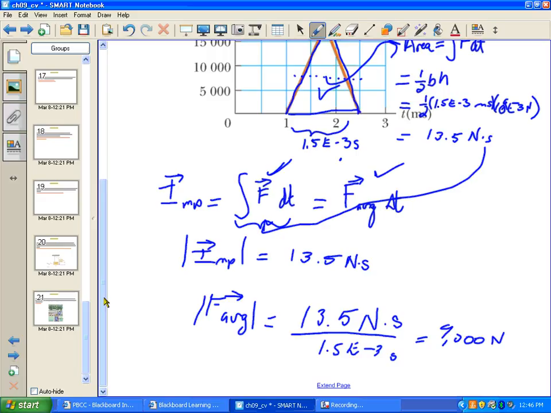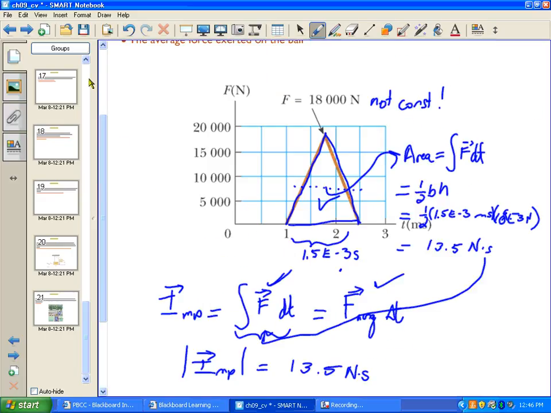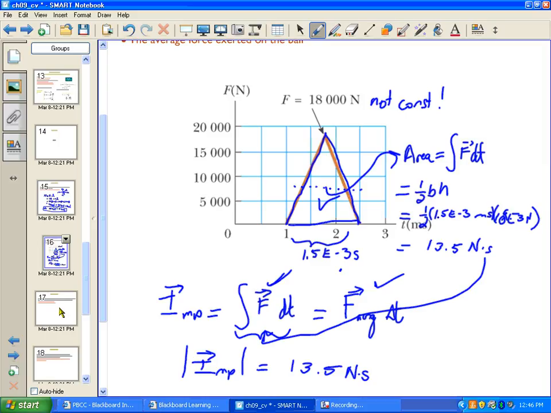And so this comes from the definition of impulse. So we're a little too far ahead. Let's see where we are.